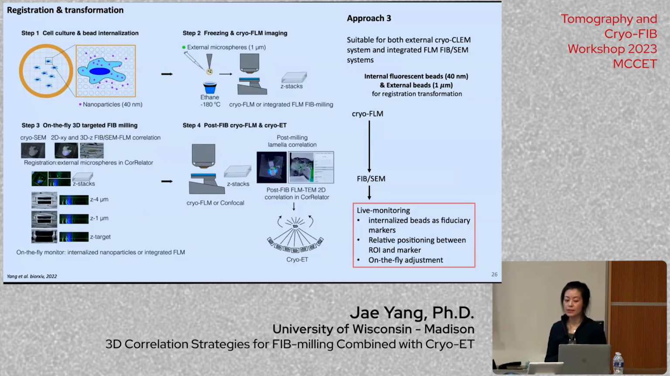So we were using beads. We're using tiny little beads, nanoparticles, to feed the cell. So the cell will take up all of the beads. All of the beads will have relative positions next to your ROI, and those positions will change as your ROI is changing. So you can get the relative position while you are milling. And those positions, the fiducials, will show up on the SEM image. So that actually helps you to adjust on the fly.